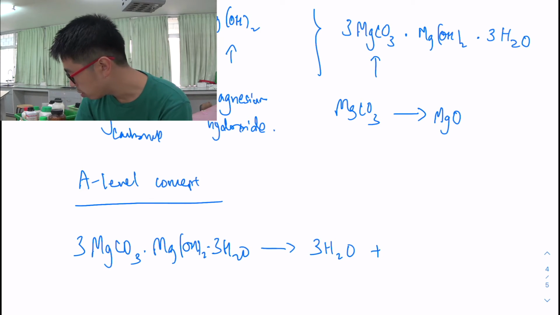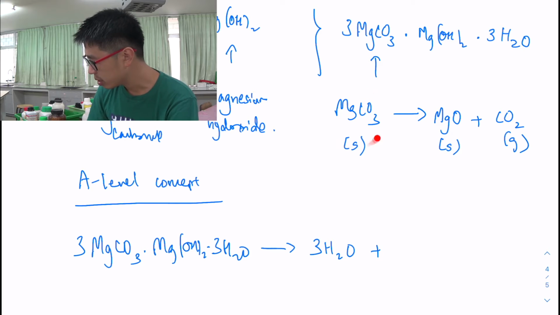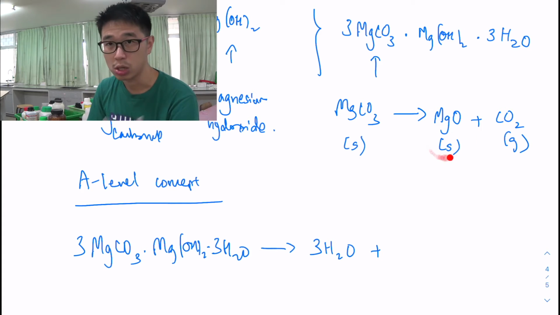When they decompose, they will give you a group 2 oxide, so Mg2+ O2-. That's why it's MgO: Mg2+ O2-, and Mg2+ CO3 2-. And it will give you CO2 gas. That will be a solid.